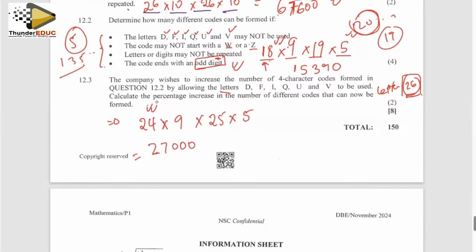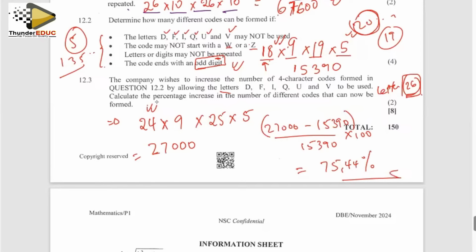Now, for me to get the percentage increase, it will be the 27,000 minus the 15,390 over the 15,390 times 100%. Okay, so when I punch that into my calculator, I'll get 75.44%. So this will be the increment that we shall have.